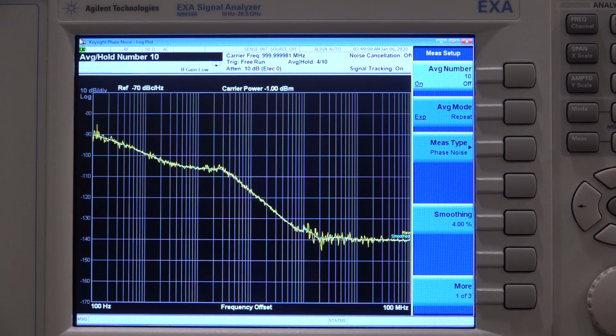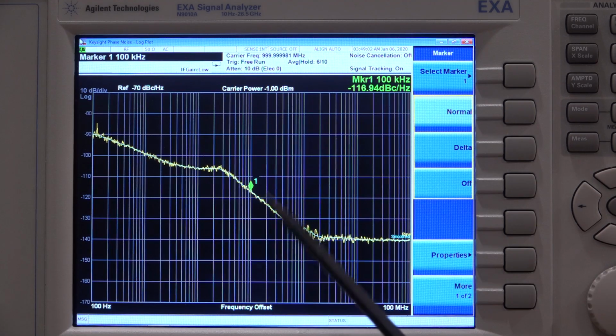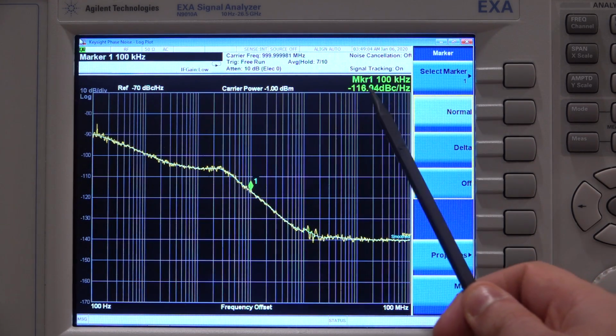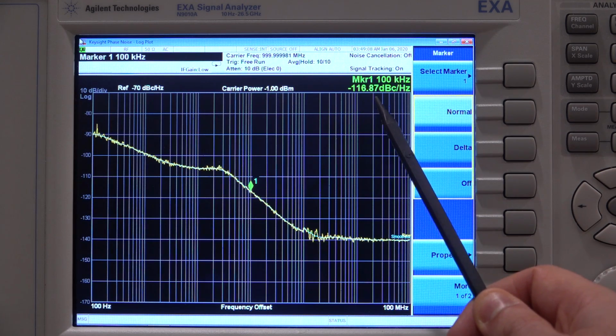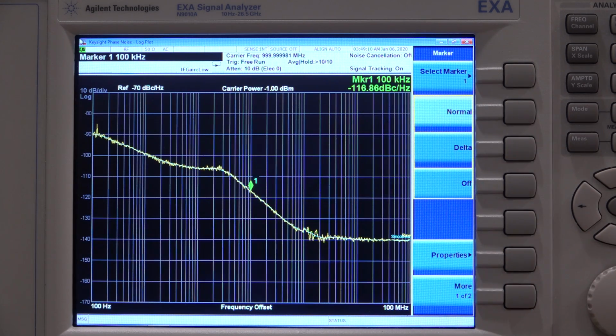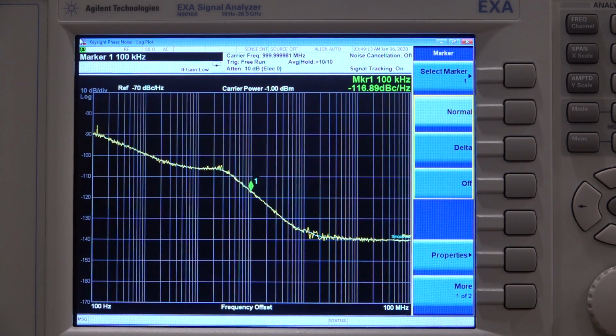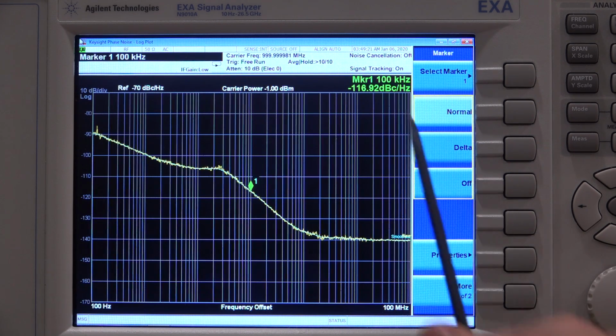So what I can do is put a marker on there, and the marker is now going to tell me what the offset is. At an offset of 100 kilohertz, the phase noise is minus 116.8 dBc per hertz, which is exactly what we were measuring when we did it manually ourselves, by looking at the power of the carrier versus how much power we had in a 1 hertz bin at 100 kilohertz offset. So this number matches what we did. We were measuring minus 117. This is minus 116.9. It's about the same value.